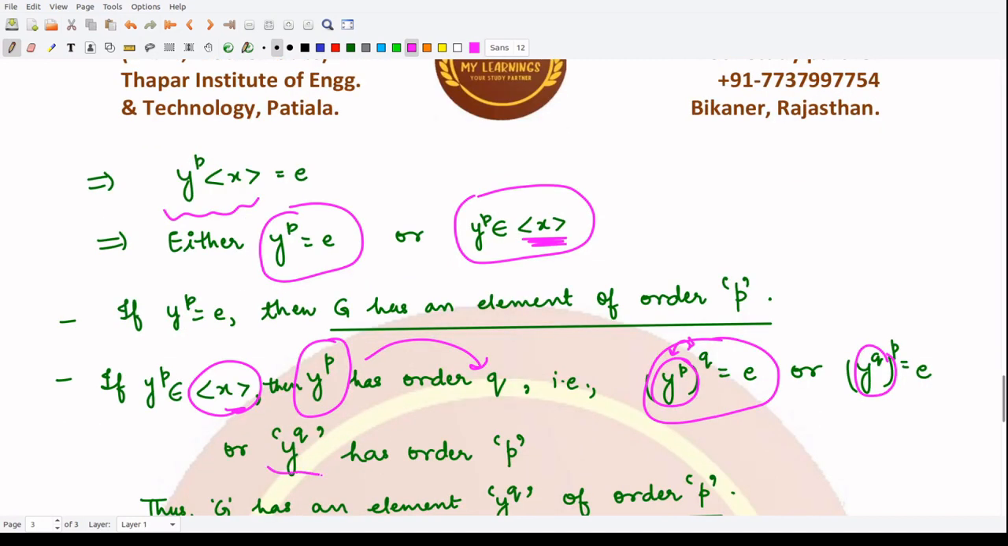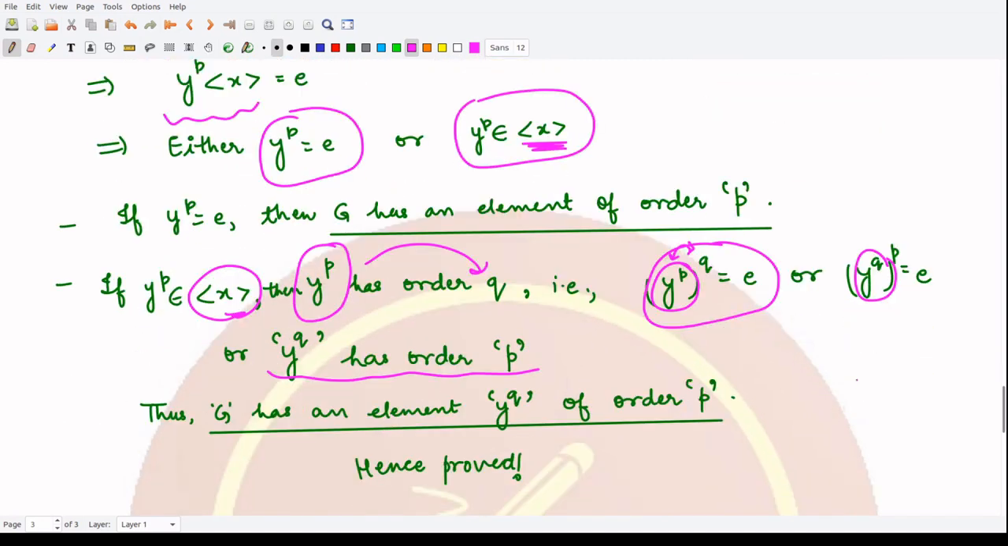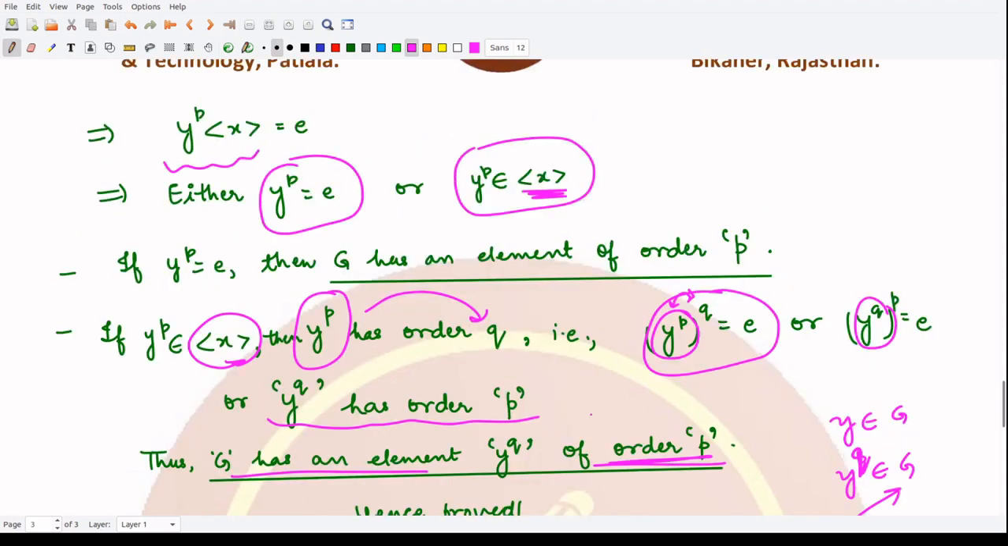So this is it. And if y was some element taken from G, then y raised to power Q would also be in G, right? And now this y raised to power Q has order P, and it belongs to G, hence we can say that G has an element of order P within it. And this is what we wanted to prove here.